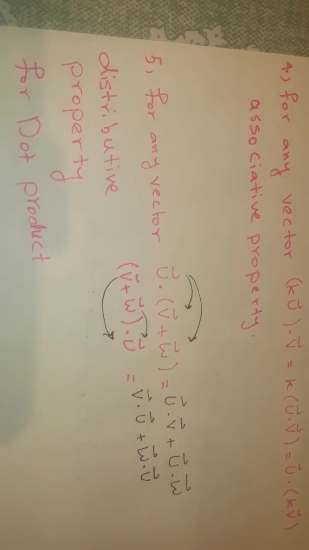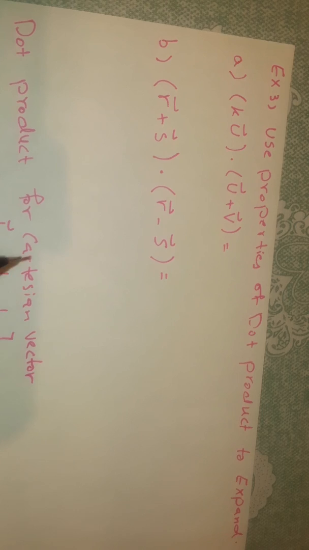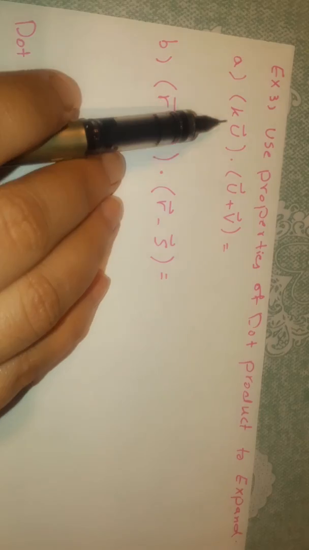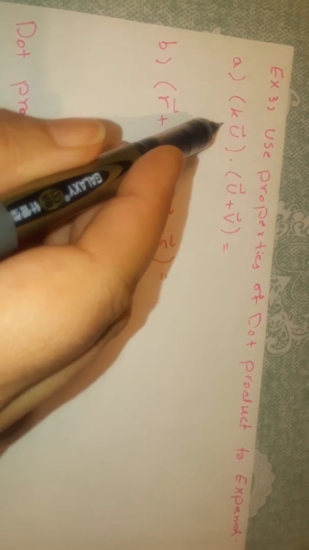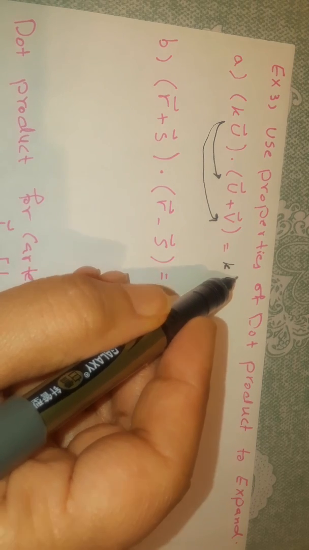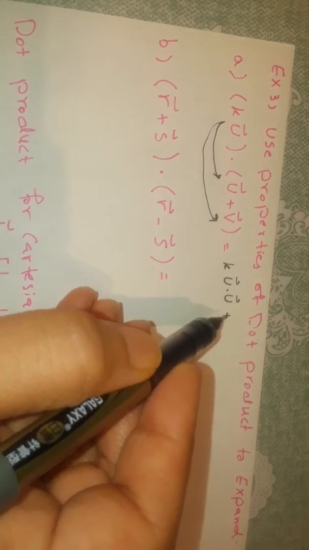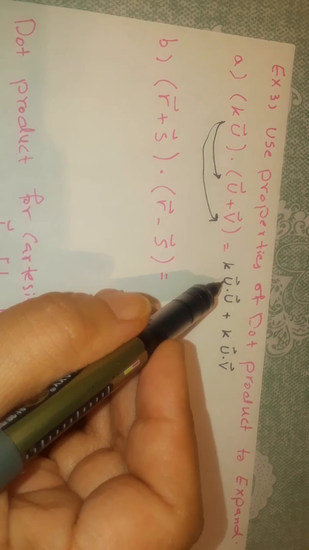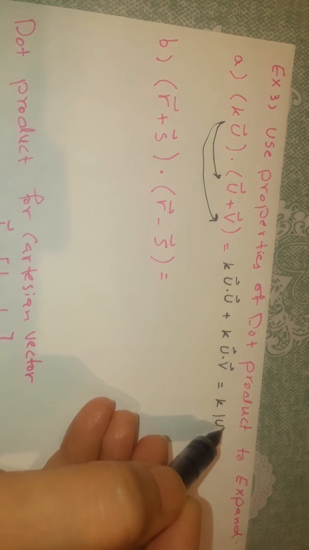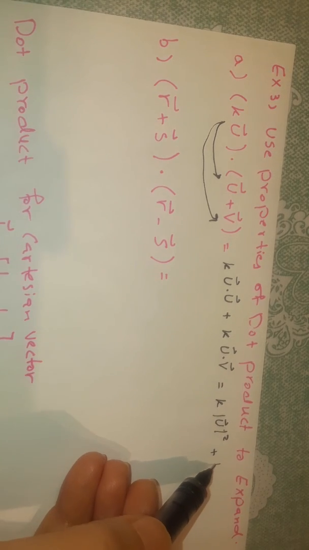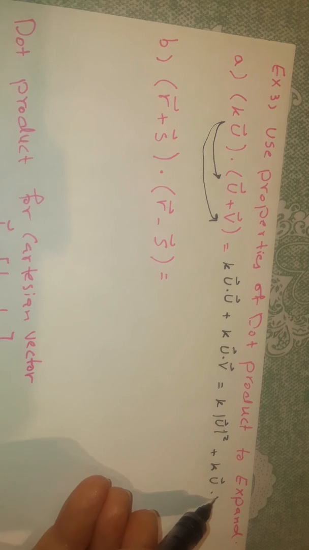For the second one, you want to do some examples. You want to use the properties of the dot product to expand ku plus v dot u. So I know that I can dot that in. So I can say ku dot u plus ku dot v. You know u dot u is going to be the magnitude of u to the power 2. We just did it, proved that. Plus k u dot v.